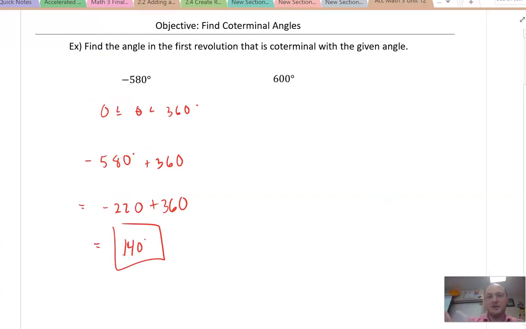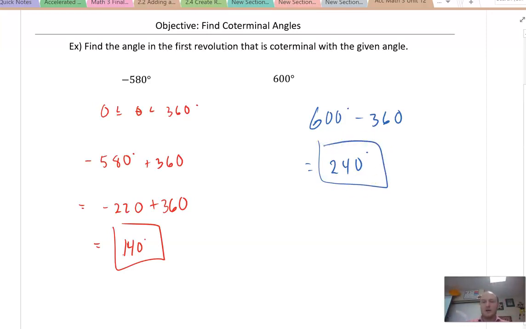All right, 600 degrees. I think you guys kind of get it by now. I want to be between 0 and 360, so I'm going to subtract 360. Okay, that gives me 240. And hey, that's in the first revolution. Simple. All right, here are some practice problems.